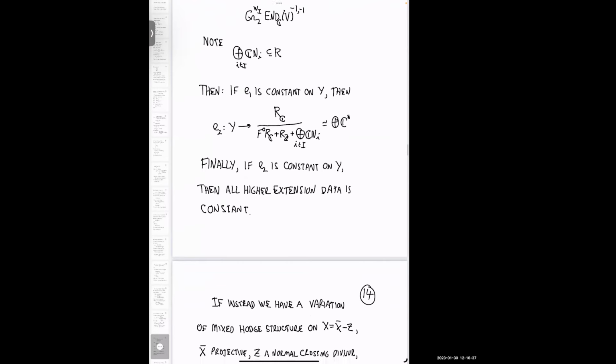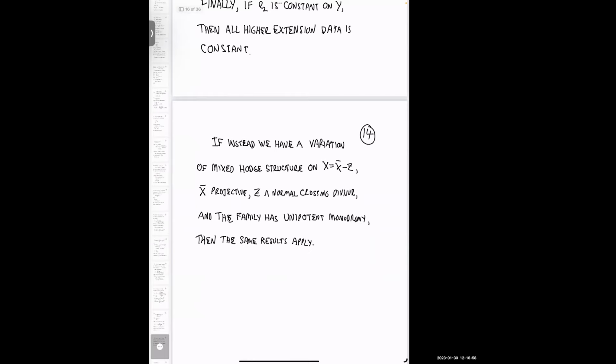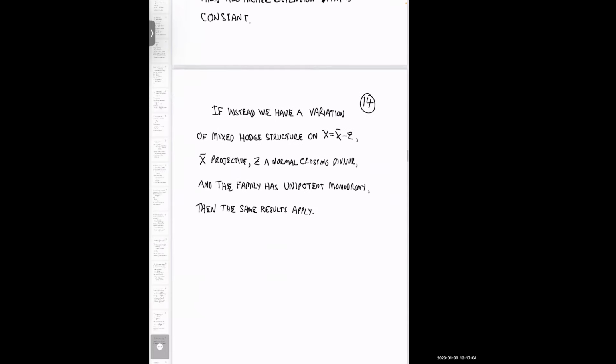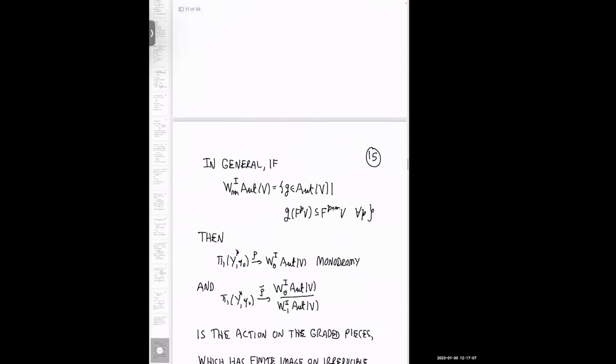And then finally, if E2 is also constant on Y, then all of the higher extension data is constant. It's locally constant, so on a connected piece, it's constant. So in general, it only can give you discrete additional data. If you just have a variation of mixed Hodge structure on a quasi-projective variety, and the monodromy is unipotent, then the same results will apply.